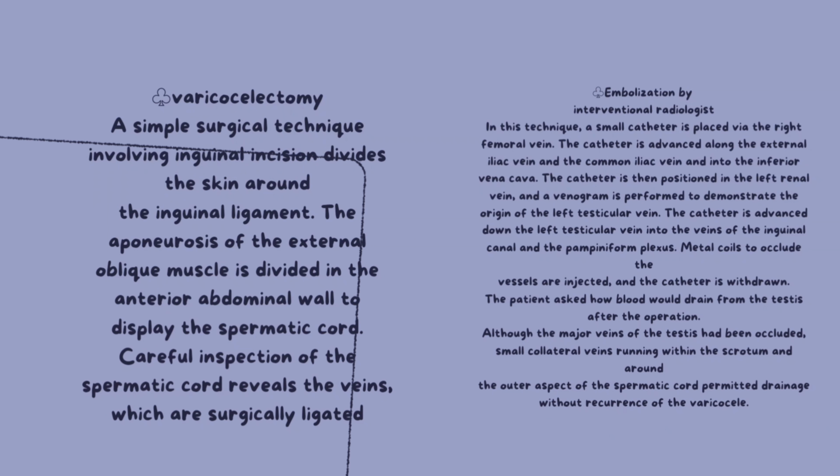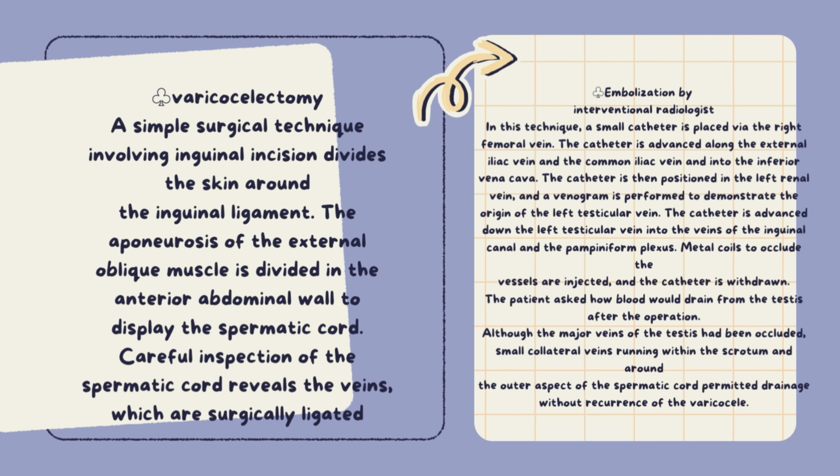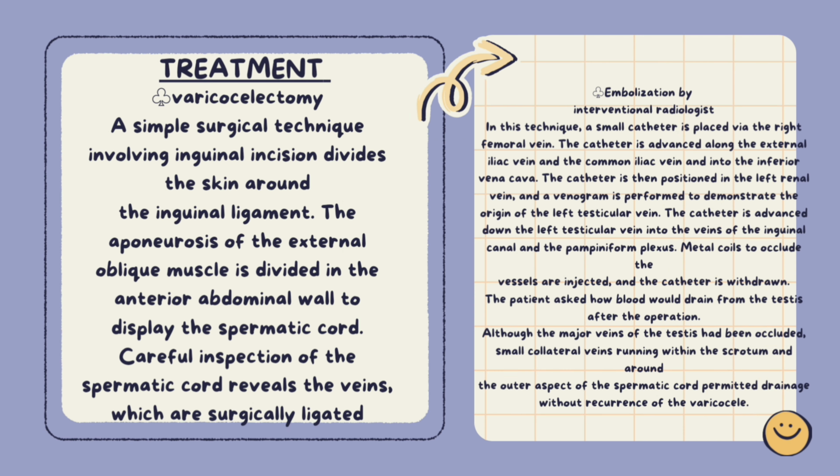Treatment: varicocelectomy. A simple surgical technique involving an inguinal incision divides the skin around the inguinal ligament. The aponeurosis of the external oblique muscle is divided in the anterior abdominal wall to display the spermatic cord. Careful inspection of the spermatic cord reveals the veins, which are surgically ligated.